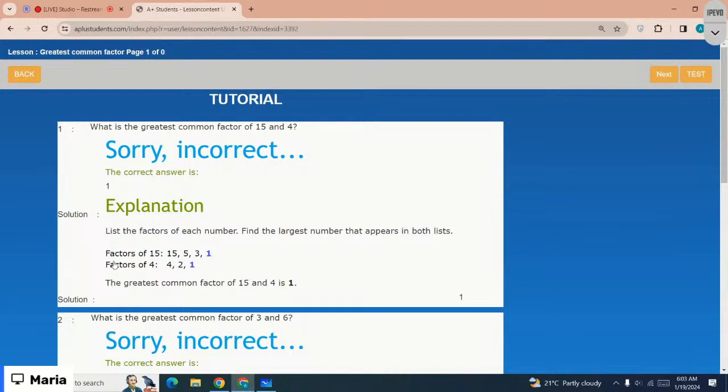What is the greatest common factor of 15 and 4? Basically, you have to make a list of the factors of each number. Then you can find the largest number common to both. Factors are the numbers that when you multiply make a specific number. So 15 times 1 makes 15 and 5 times 3 makes 15. Here are the factors of 15. And the factors of 4 are 4, 2, 1. So the only common factor here is 1. That means the greatest common factor of 15 and 4 is 1.